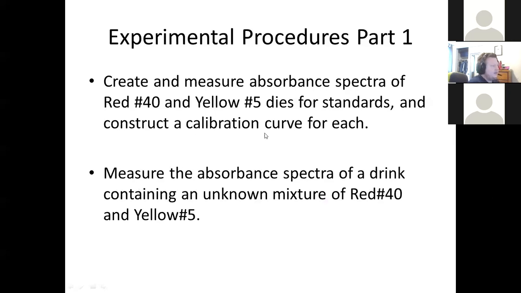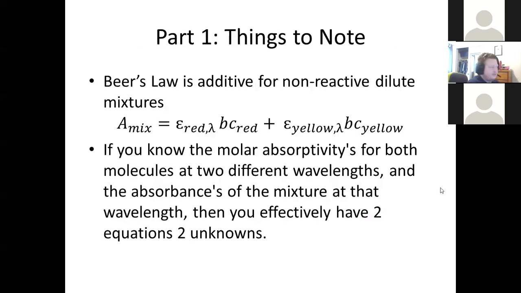Then what you're going to use those calibration curves for is to measure the absorbance spectra of a drink that contains an unknown mixture of both of these. So typically, I think it's like an orange soda or something. But there's certain amounts of red 40 and certain amounts of yellow 5, and you would want to figure out how much of each is in there. There's a couple of things to note as you do this sort of experiment, or as you look at the data, I should say.